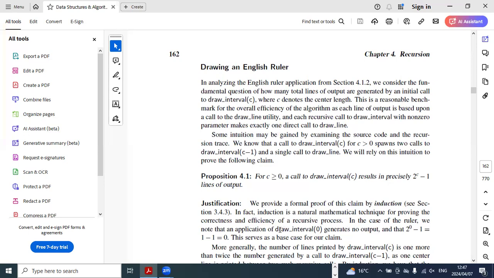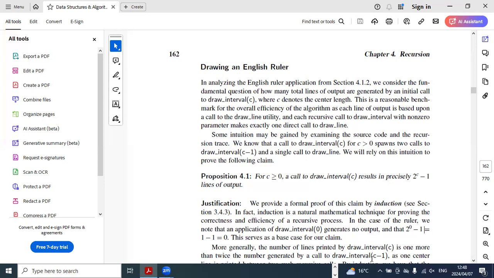It's exponential runtime. We provide a formal proof of this claim by induction. Remember, we did this in the last chapter: induction is where we reason about how to find the algorithm. In fact, induction is a natural mathematical technique for proving the correctness and efficiency of a recursive process. In the case of the ruler, we note that the application of draw interval at 0 generates no output, and that is 2 to the power of 0 minus 1. 2 to the power of 0 is 1, so minus 1 is equal to 0. This is the base case of our claim.